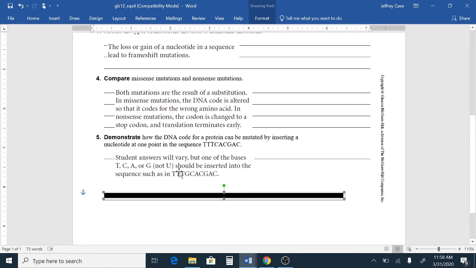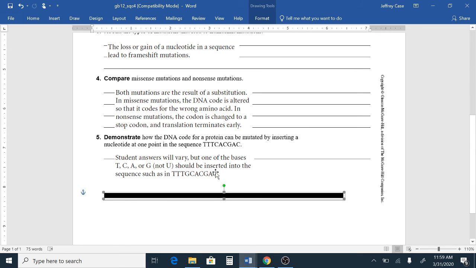However, in an example here, there's an added G. Right there it is, where my crosshairs are. Now, this is an insertion. So this is the DNA sequence, and this DNA will then be transcribed to messenger RNA.